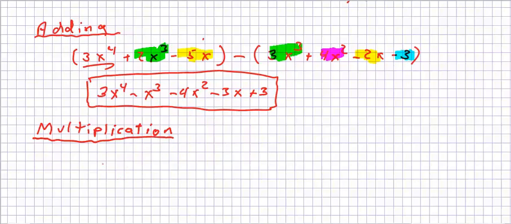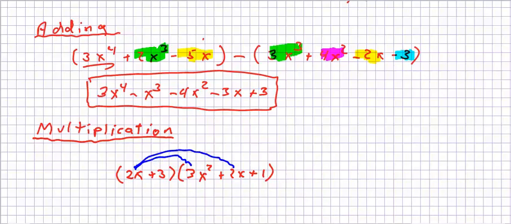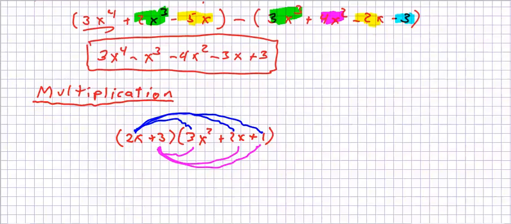Multiplication is just sort of like foiling. If we take something like 2x plus 3 times 3x squared plus 2x plus 1, we're going to multiply the 2x times this, times this, times that. We're then going to take the 3, multiply it times 3x squared, 2x, and 1. And then we combine all our like terms.